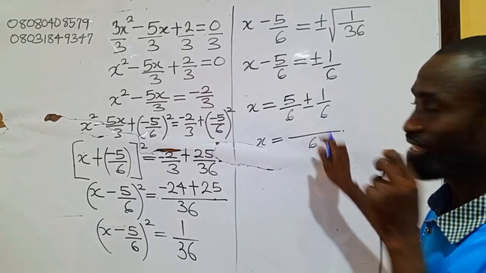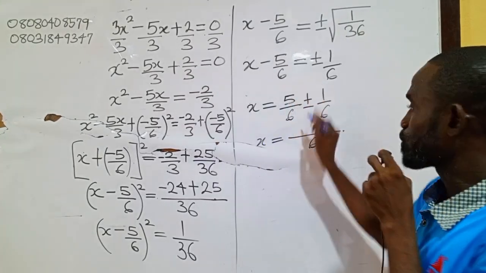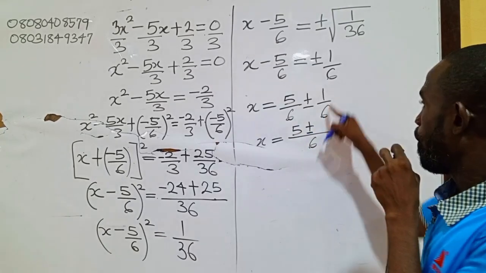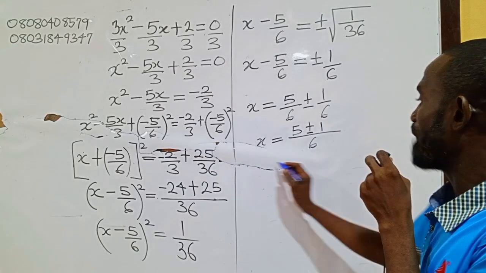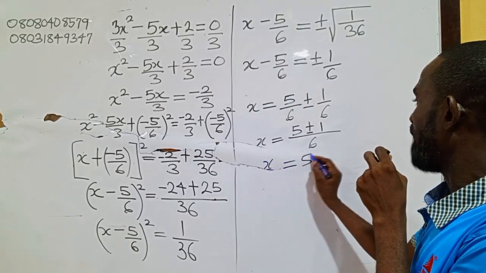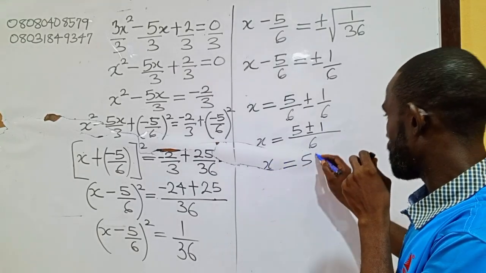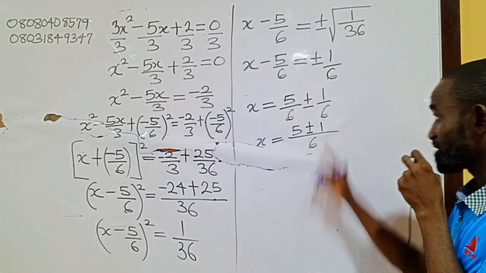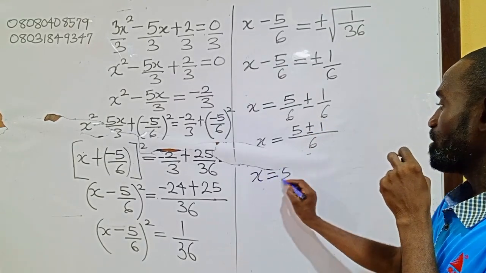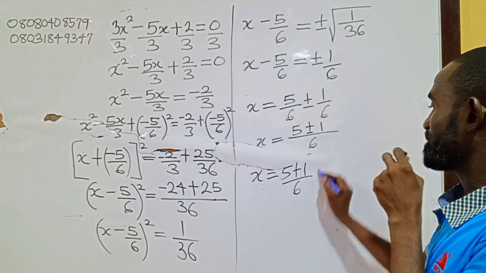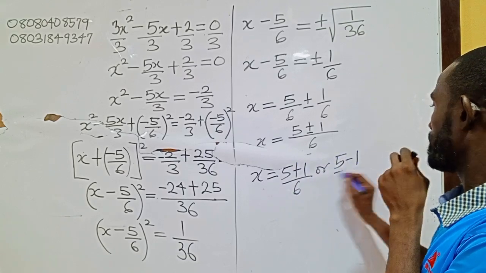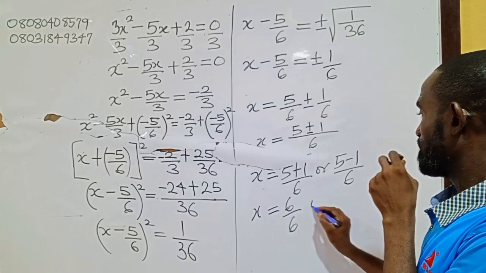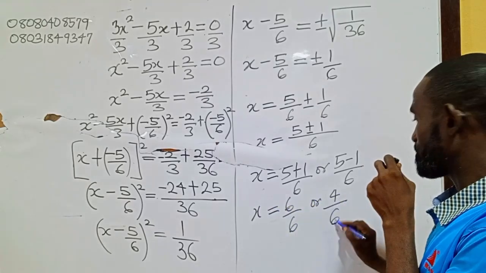Our x will now be equals to, what's the LCM? 6. 6 in 6, 1. 1 times 5 is what now? 5. Plus or minus 6 in 6, 1. 1 times 1 is what? Is 1. So we're having our x is equals to 5 plus or minus 1 over 6. What's the meaning of this statement? It means x is equals to 5 plus 1 all over 6 or 5 minus 1 all over 6. So our x will be equals to 6 over 6 or 4 over 6.